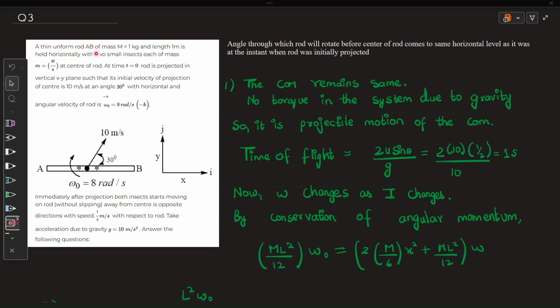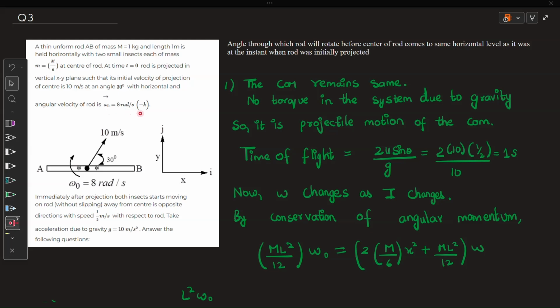Question number 3. A thin uniform rod AB of mass 1 kg and length 1 meter is held horizontally with two small insects, each of mass m by 6 at center of rod. At time t equal to 0, rod is projected in vertical xy plane such that its initial velocity of projection of center is 10 meter per second at an angle 30 degrees with the horizontal.